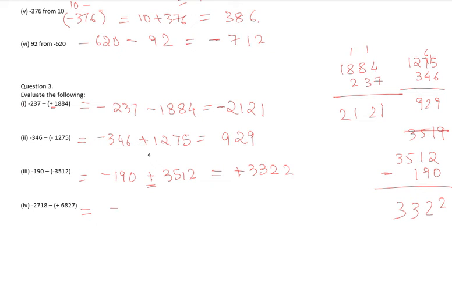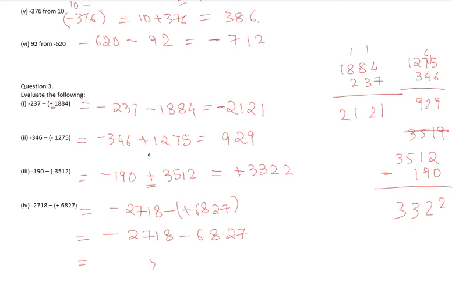Then we have minus 2718 minus of plus 6827. So minus sign outside the bracket, the sign inside the bracket changes. And since they have the same sign, I will add. So I am simply adding it and writing the answer directly here.